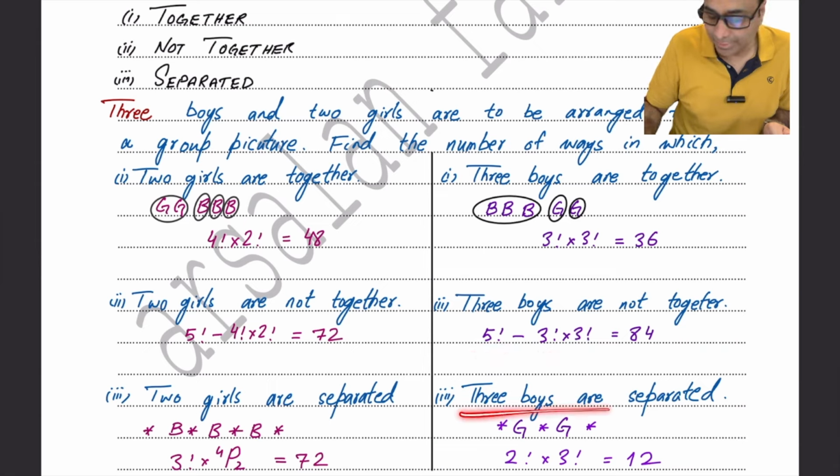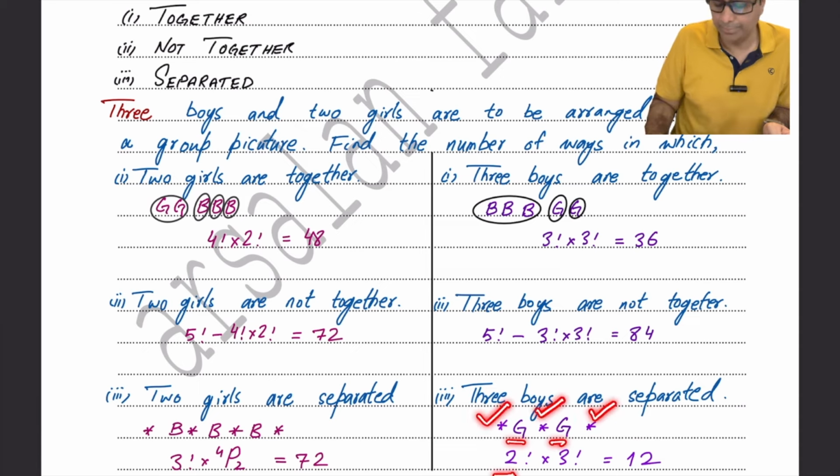And if you have to separate the boys, then you will forget the boys for some time and just put girls with spaces between them. And then 2 girls can be arranged in 2 factorial ways, and then boys can be put in all of these 3 places. So that is going to be 3 factorial.